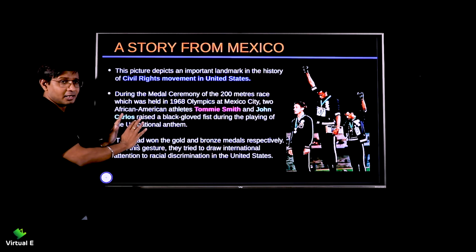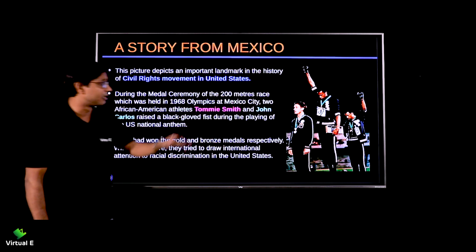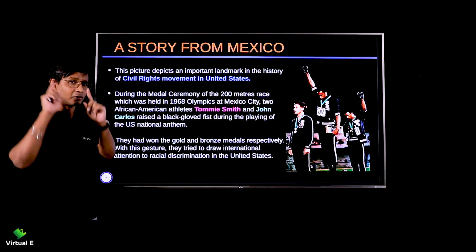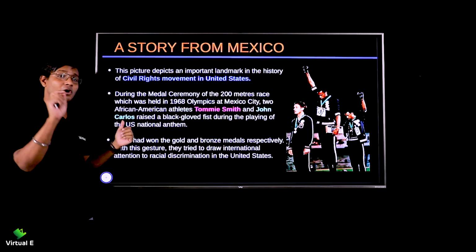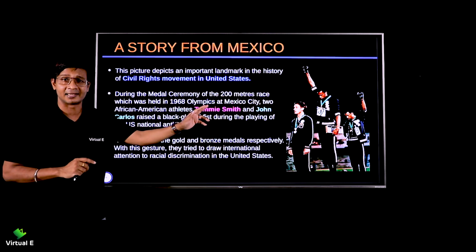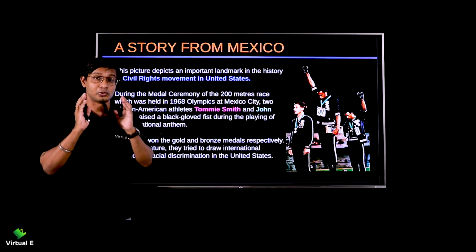So we are going back to the Olympics, and it's the 200-meter race, 1968, Mexico City. Tommy Smith, the gold medalist, John Carlos, the bronze medalist. Both are blacks.